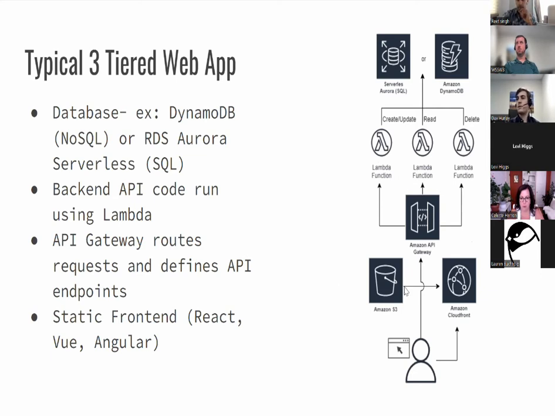You could have the code for that stored in an S3 bucket, and then you can actually host it on Amazon CloudFront. Or, I mean, you could host it a number of places, but a great option would be Amazon CloudFront, which is a content delivery network for static files.